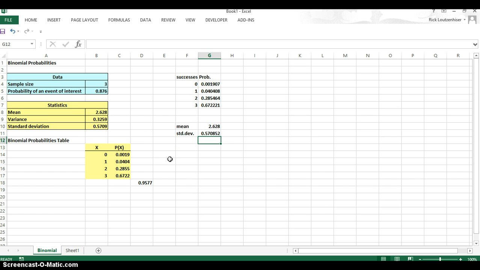So that is how you would do a binomial problem in Excel, using Excel. And of course I showed you earlier how to do it in PHStat. Not a whole lot different, just a little bit more work doing it directly in Excel.